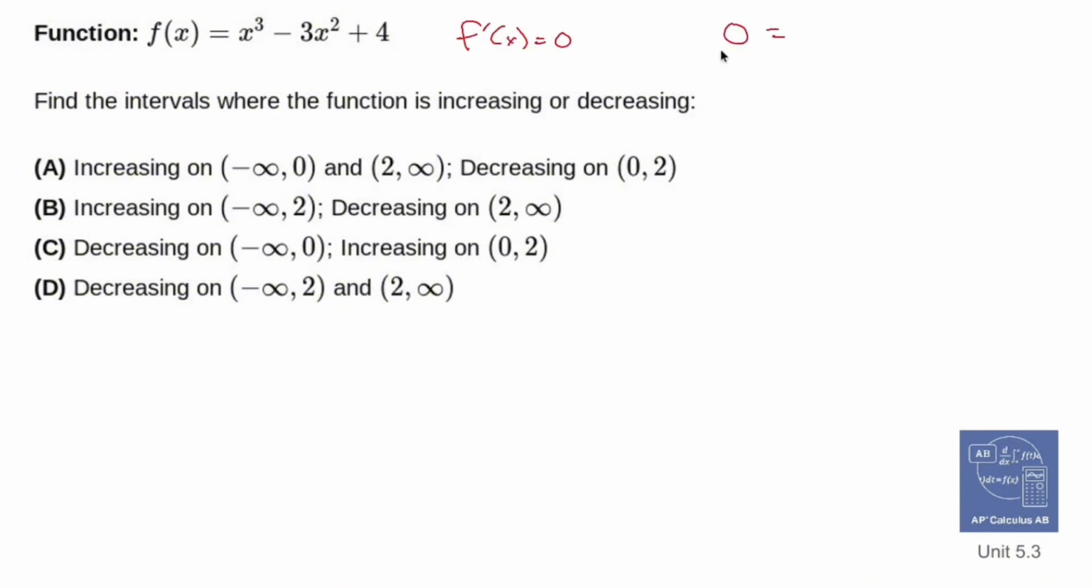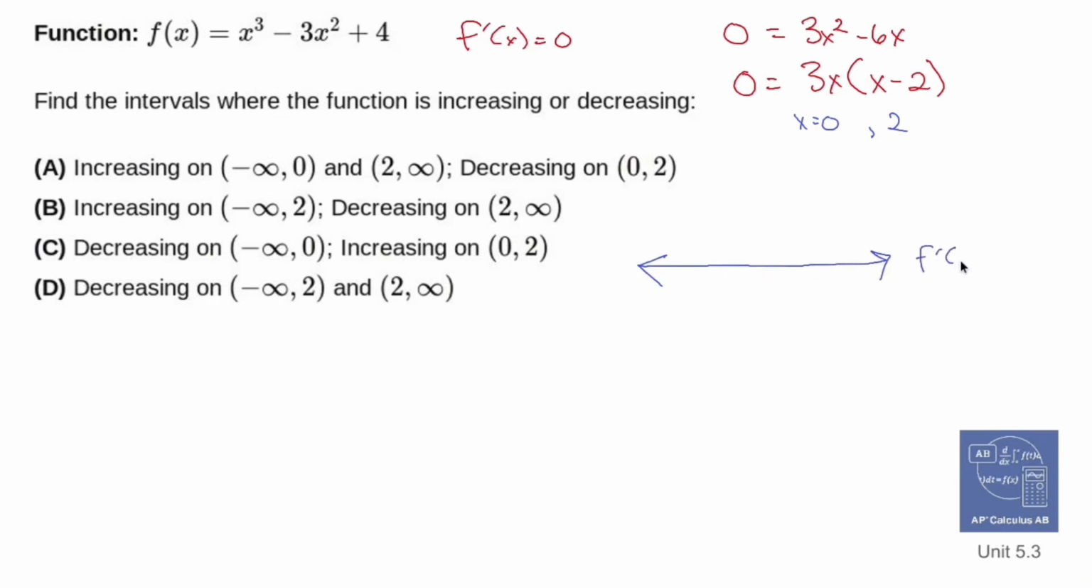The derivative of x cubed is 3x squared. The derivative of negative 3x squared is negative 6x, and 4 just disappears. What I can do is factor out a 3x, and that leaves me with x minus 2. So using the zero product property, my critical points are at 0 and at 2. Hooray!